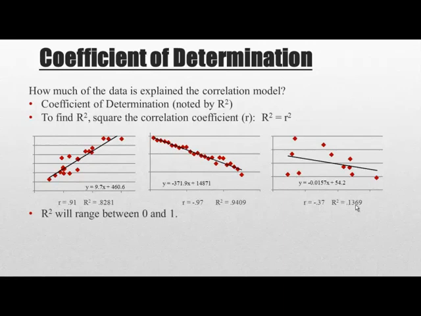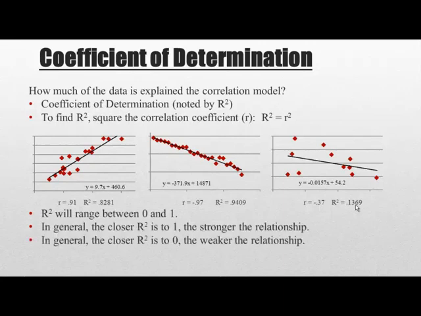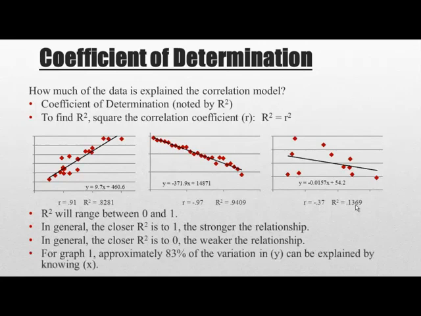So r squared, because of the squaring of it, will range between 0 and 1. And just like your correlation coefficient, the stronger it is to 1, the stronger the relationship or correlation. And the closer it is to 0, the weaker the relationship or correlation.